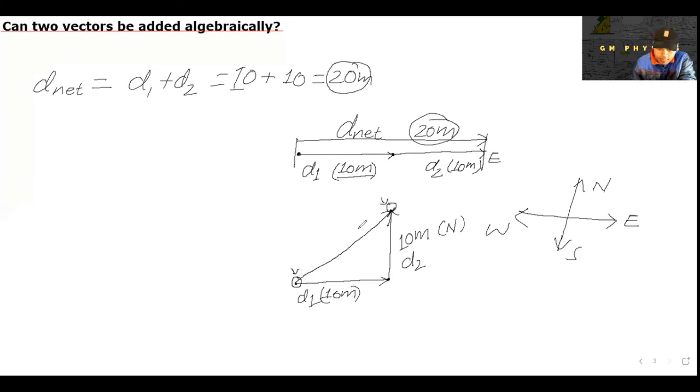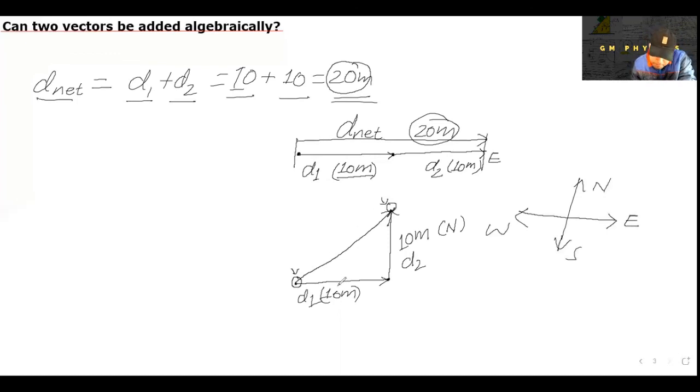So let's find out. First of all, I'm going to use algebraic addition the same way as we did. Since the net displacement is composed of D1 and D2, I'll add them algebraically. So D net will be D1 plus D2, 10 plus 10, 20 meters, right? So according to algebraic addition, my net displacement should be 20 meters. Now let's see exactly how much this is. Does it have exactly 20 meters, the way we got using algebraic addition?